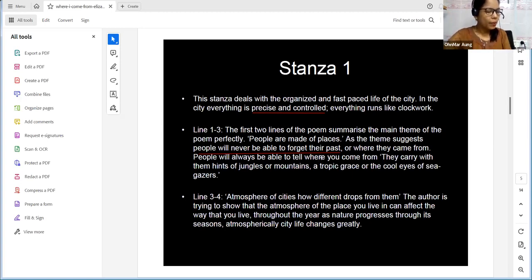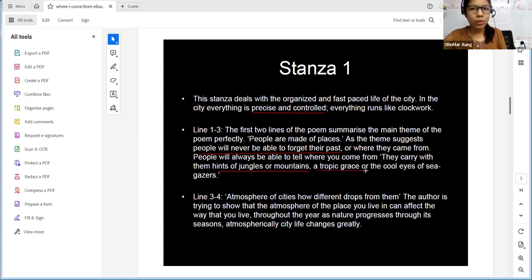And they carry with them hints of jungles or mountains, a tropic breeze, or the cool eyes of sea gazers. People will always be able to tell where you come from. They carry with them hints of jungles and mountains. You have already learned the biography of the poet. The poet comes from a small town, right? It is not mentioned exactly, but a small town. So he hears hints of jungles or mountains. In the countryside, there are some mountains, jungles. So if you are from the countryside, you might talk about the forests or mountains, something like that.